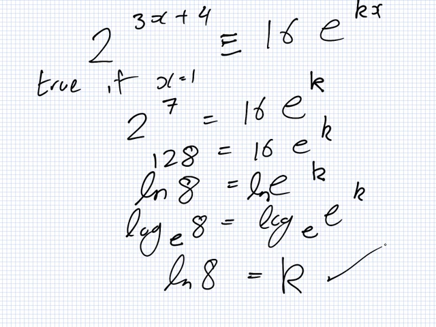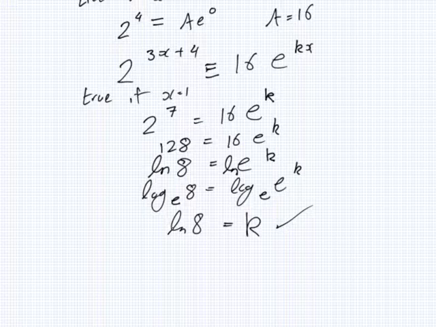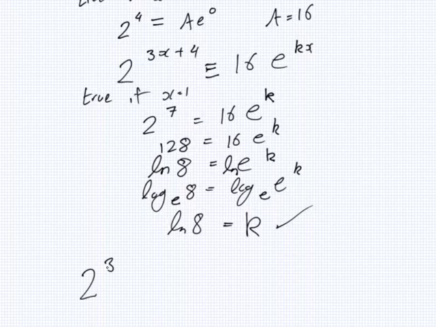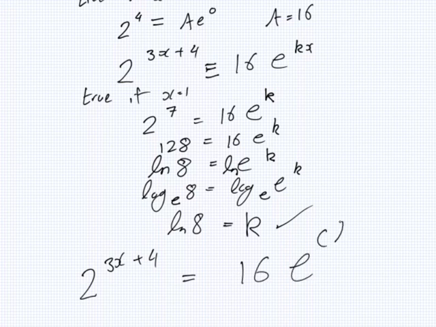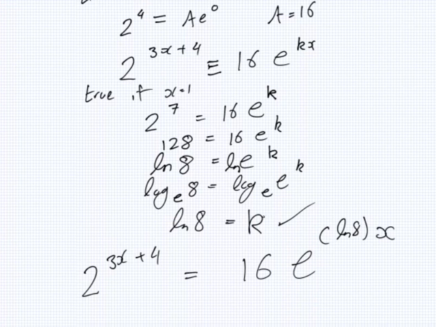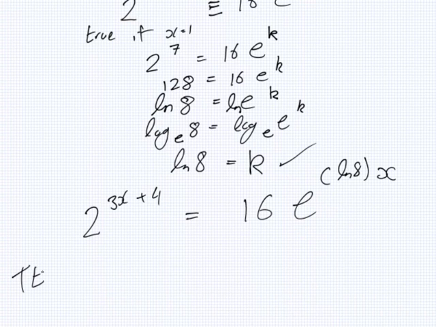k, it's log 8. Now we can leave it as log 8 if we want, or a decimal. So I'm saying that 2^(3x+4) is the same thing as 16 e^(log 8 times x). Let's test it. Let's check it with something like x equals, I don't know, 2. Let's see what we get.